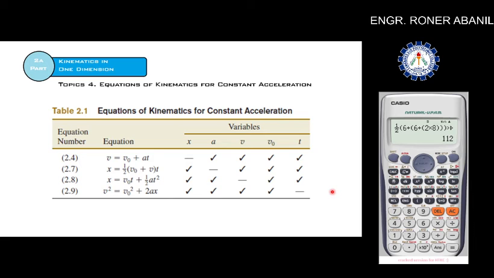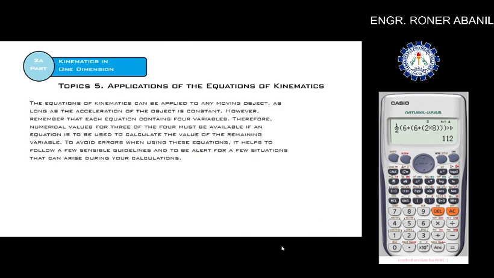So, screenshot nyo to, no? Ito yung mga formula. Ayan. Equation of the constant acceleration. So, next tayo. So, dito na tayo sa topic number 5, no?